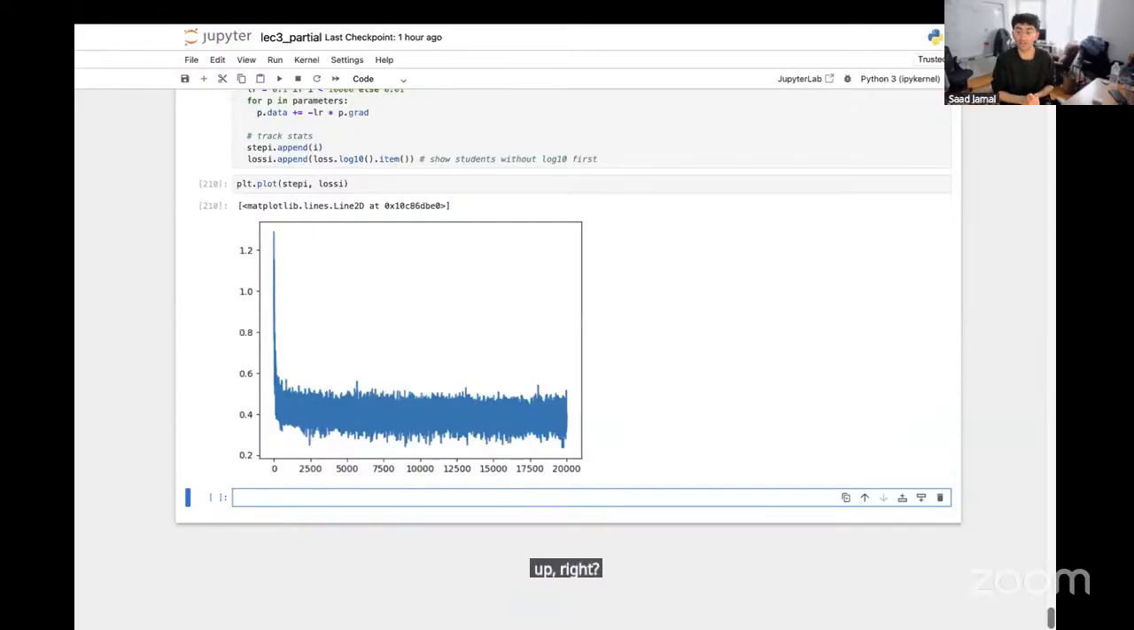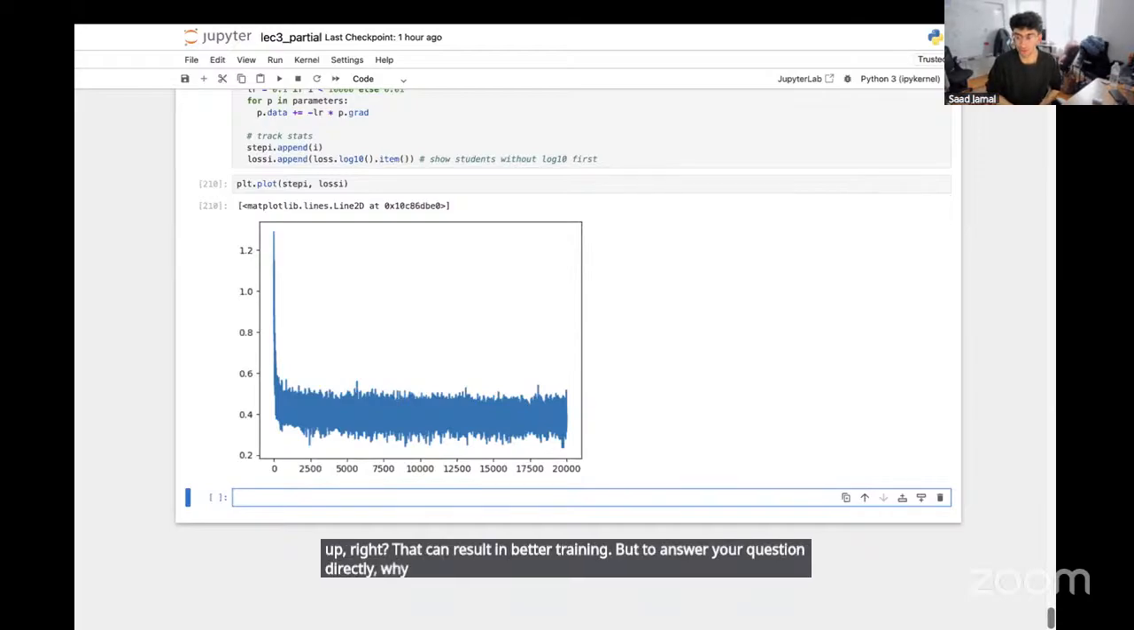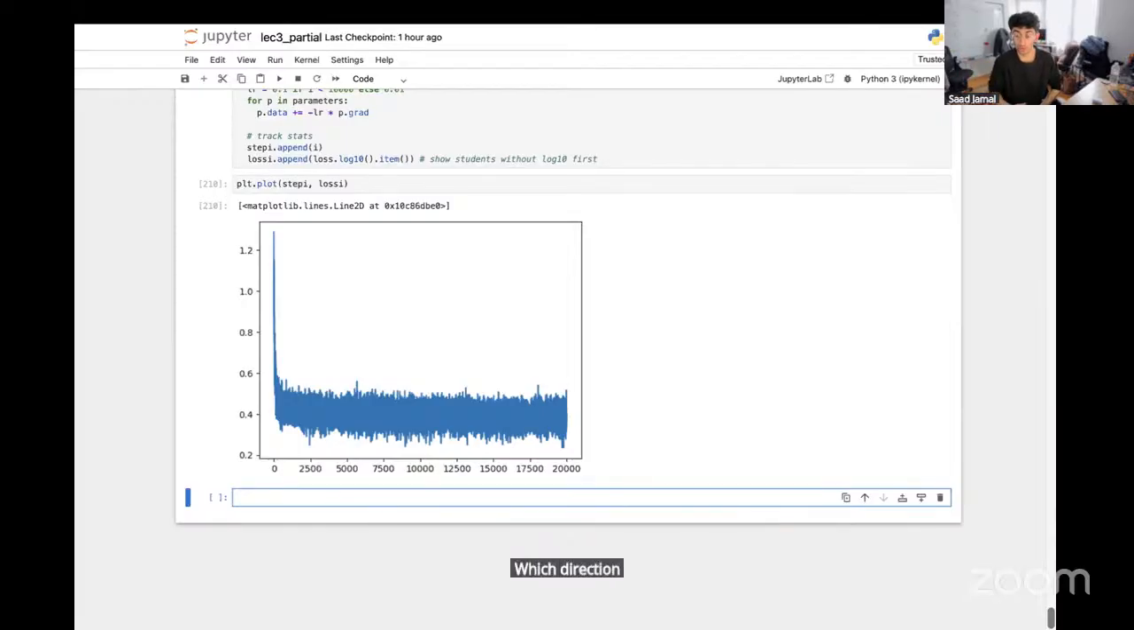That can result in better training. But to answer your question directly, why is larger batch size good? When I have a larger batch size, my gradient is of higher quality. There's more data informing which direction my gradient should go. Literally, the dimension of my gradient is larger, right?